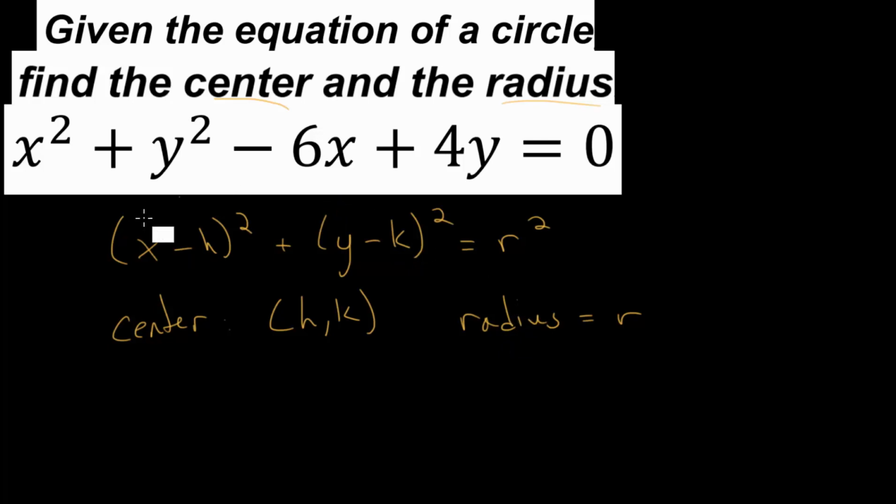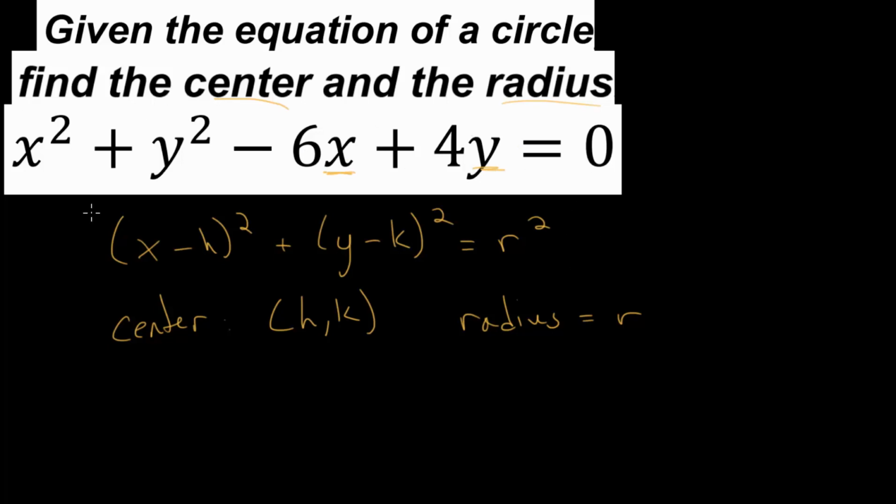And once it's set up like this on the left-hand side, this is always equal to the radius of the circle squared. So we can notice from our equation that it doesn't look exactly like this. It looks like we have quadratic expressions in x and y, but we don't have any constant terms, and we have these linear terms for x and y.